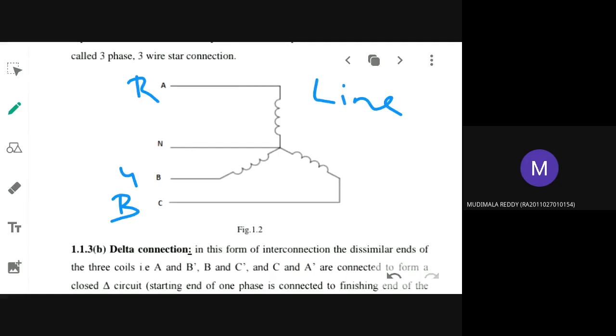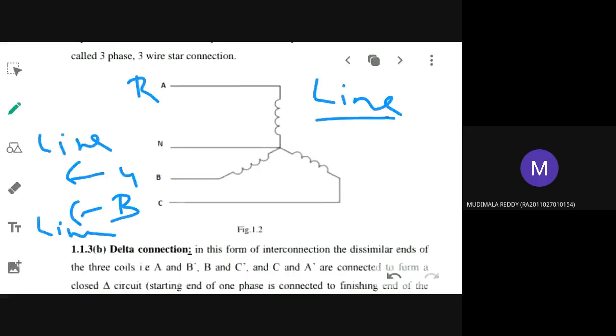If you closely observe, three to four lines, mostly four. So R, Y, B, N phase will be there. They will be calling each and every coil a line. So R is a line, Y is a line, and B is a line.